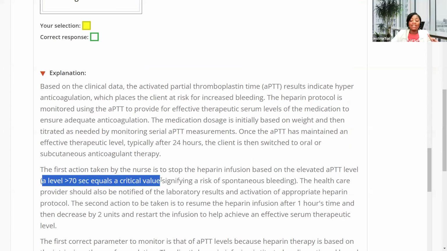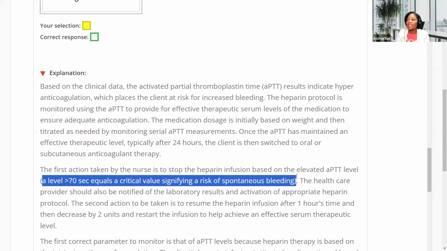And this puts your patient significantly at risk for spontaneous bleeding. That means that they can bleed spontaneously, right? And we have vessels that run all through our body, eyes, brain, everywhere. So patients that are greater than 70 seconds can start to bleed everywhere. Gums can bleed, internally like urine, GI bleed.